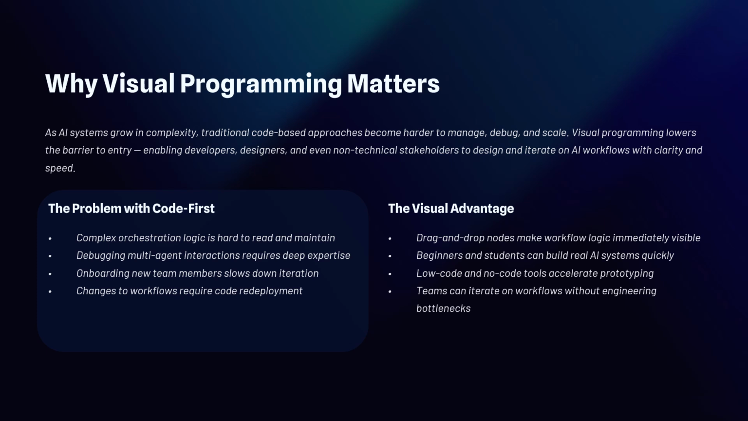Instead of writing everything manually, developers can build AI workflows using simple drag and drop blocks that visually represent each step of the process. Think of it like creating a flow chart for AI. It becomes easier to understand, easier to modify, and much faster to scale. Even beginners, students, and non technical users can quickly build powerful AI systems. Visual programming also improves teamwork by enabling faster collaboration, prototyping, and avoiding coding bottlenecks during development.